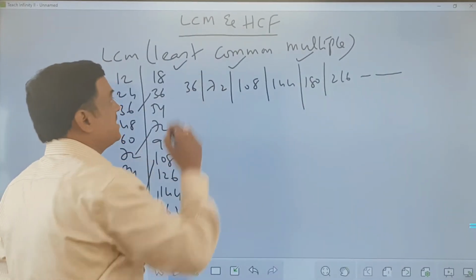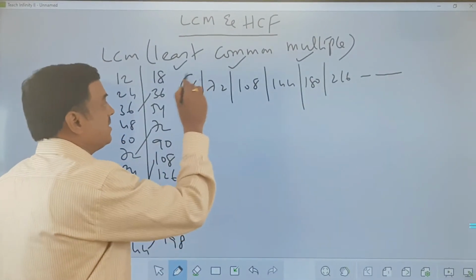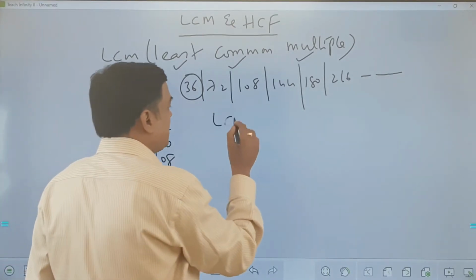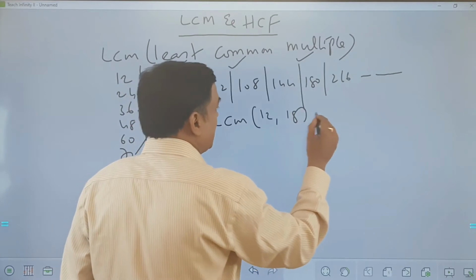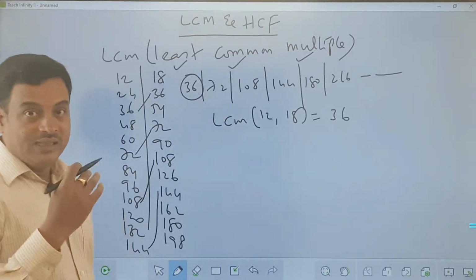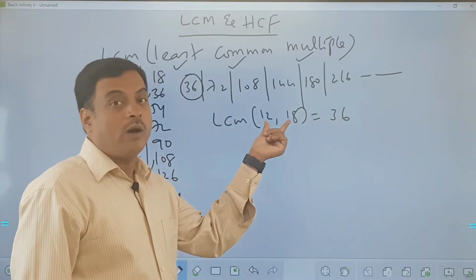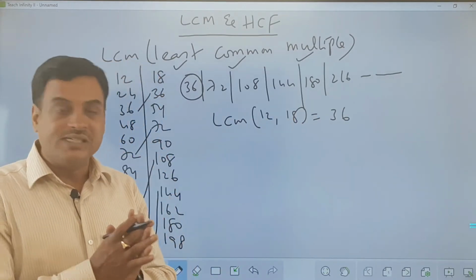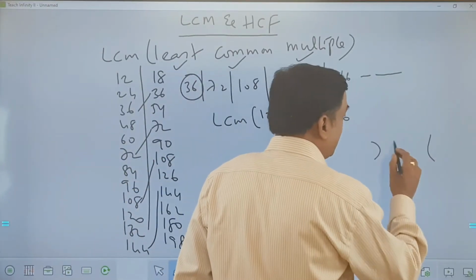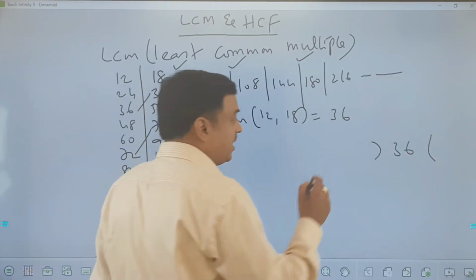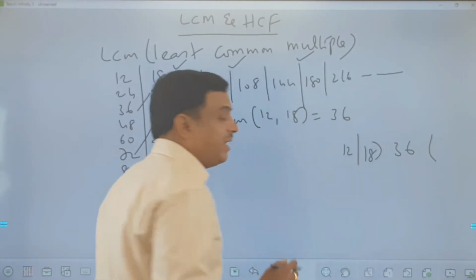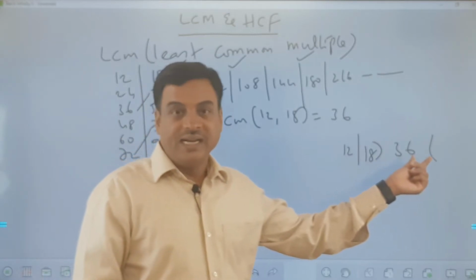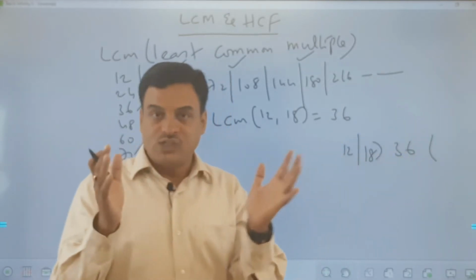What is least among all of them? That is 36. So what is LCM of 12 and 18? LCM of 12 and 18, I got it as 36. This number is the least common multiple of 12 and 18. Now what is the significance of LCM, my friend? Whenever you take LCM in the dividend position, it can be exactly divisible by both the numbers for which I found it. Like 36 is exactly divisible by both 12 and 18.